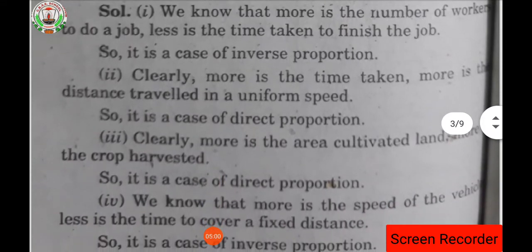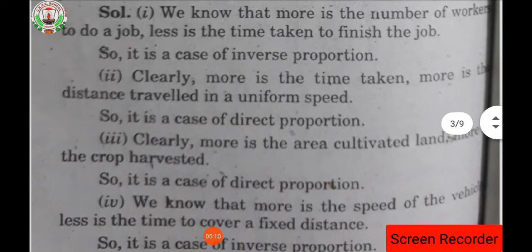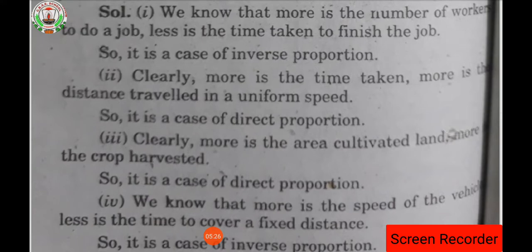The first question of exercise 13.2 says that we have to say whether the statements are in inverse proportion or not. The first statement is the number of workers on a job and the time to complete the job. Is it in inverse proportion or not? We know that the more workers there are to do a job, the less time is taken to finish the job. So in this case, the number of workers is increasing and the time is decreasing, isn't it? So here it will be inverse proportion.